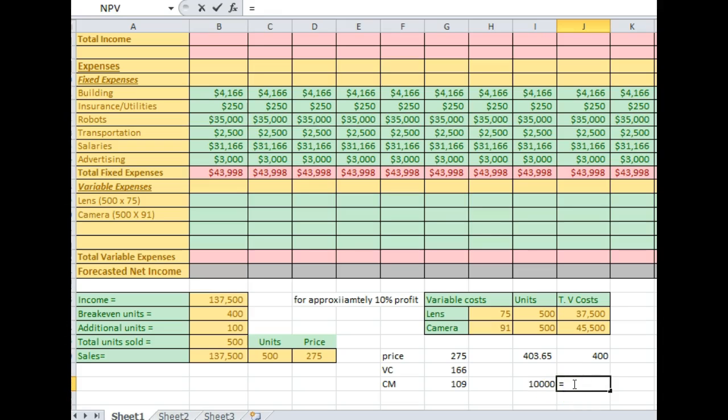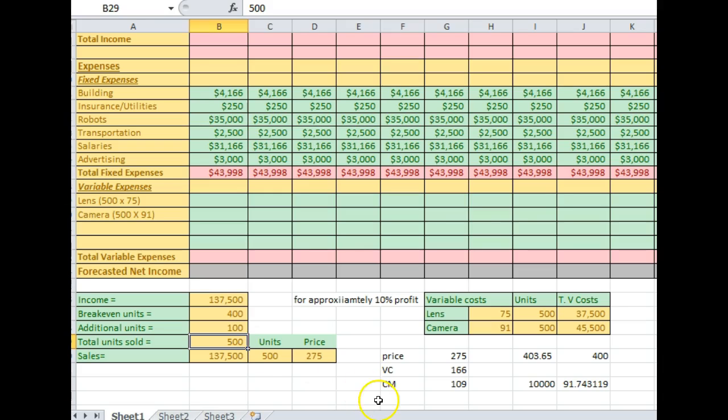So if we take 10,000 divided by 109, we come up with we need to make 91 more to make up that $10,000. This $10,000 becomes like an added fixed expense. I mean, that's how much we have to cover to get that $10,000. Now, I rounded that too. So now I have break-evens at 400. Additional units are 100. So to make my $10,000 here, I have to sell 500 units.